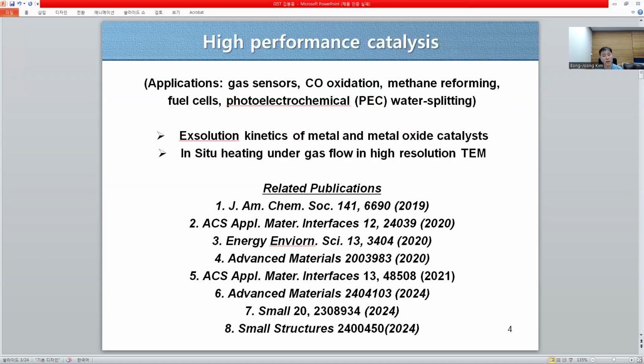In this talk, I will highlight the exsolution mechanism and kinetics of metals doped in metal oxides and its applications, including CO oxidation, gas sensors, methane reforming, fuel cells, and photoelectrochemical water splitting.